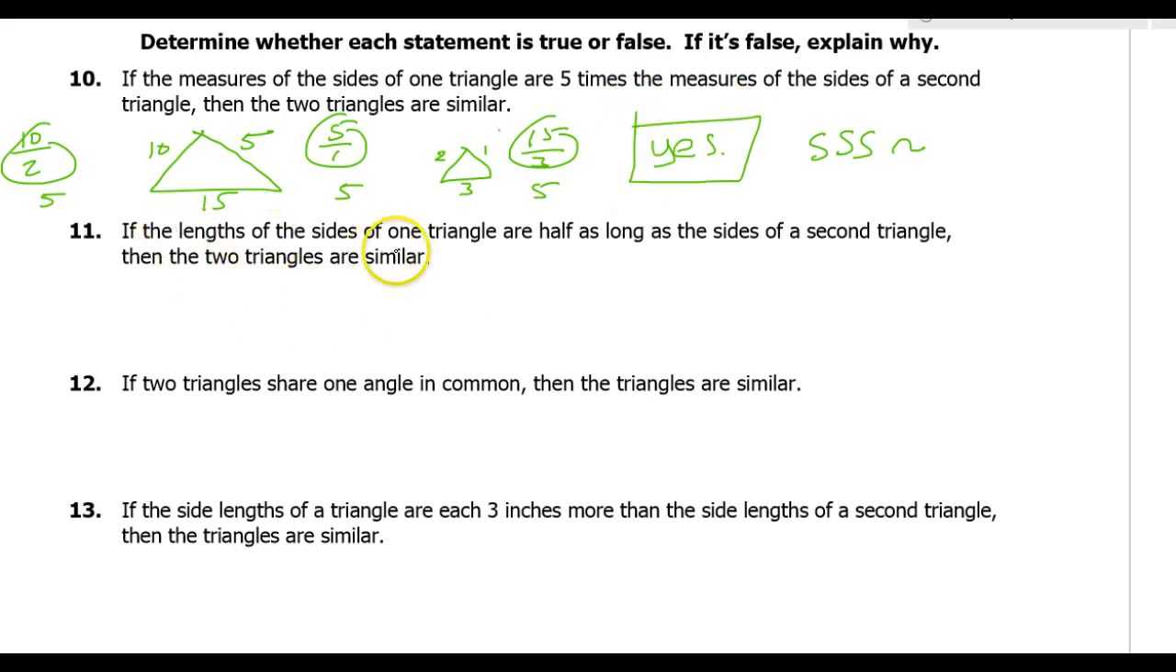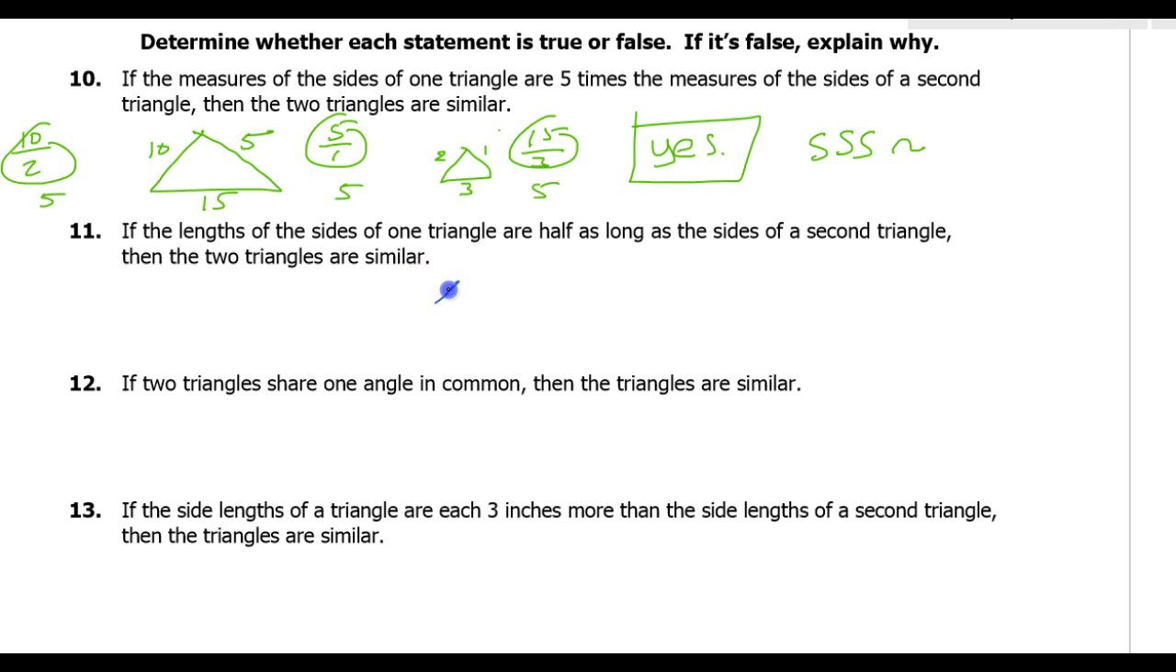If the lengths of the sides of one triangle are half as long as the sides of a second triangle, then the two triangles are similar. All right, well, this is basically the same thing. This is going to be yes again for the exact same reason. Let's draw the picture again. If the lengths of one triangle, they're half as long as the second triangle.